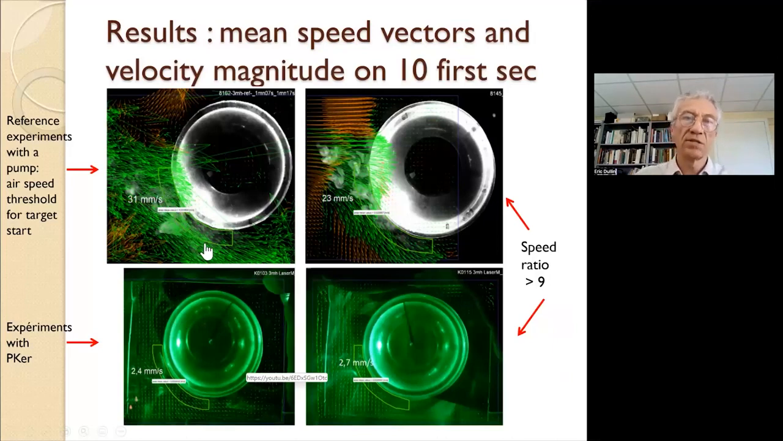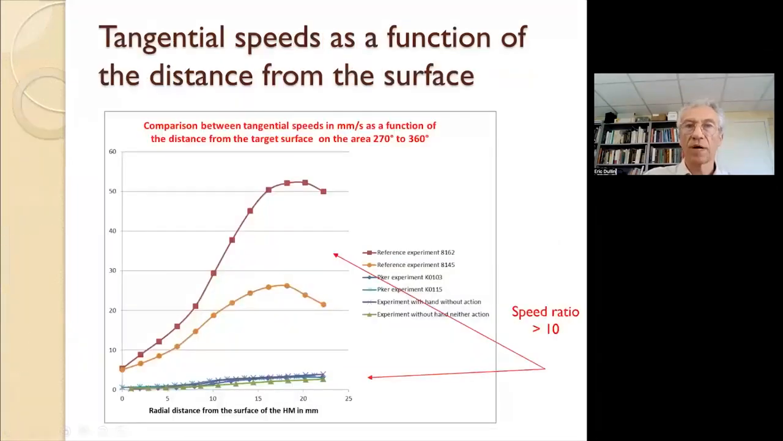If we look at the magnitude, here we have a 31 millimeter per second average speed. And in this other experiment with generated airflow, we have 23 meters per second. For the two experiments with telekinesis practitioners, we have 2.4 and 2.7. So we have a ratio of 9 between the smaller speed and the average speed here. Then if we compare the tangential speed along the circle, here is the experiment with the telekinesis practitioners, and here is the experiment with the airflow. If we compute the difference between the minimal one and this one, we have a ratio of 10.